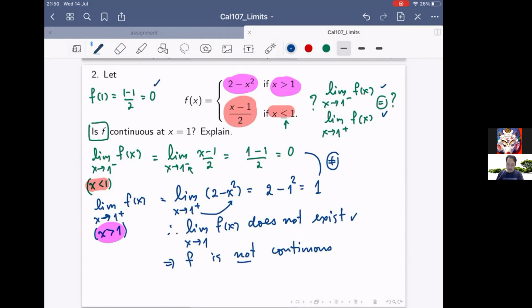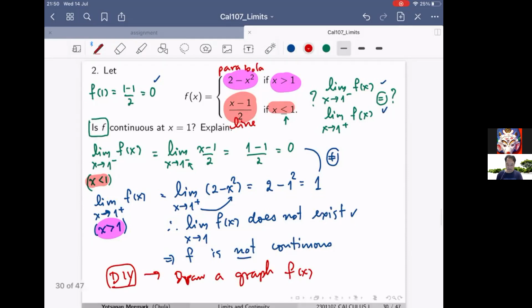So actually I would like you to draw a graph of this function and see what happened. Actually, this one is a parabola, right? And this one is just a straight line. You can look at the behavior of this parabola and this straight line, and see why this function is not continuous.